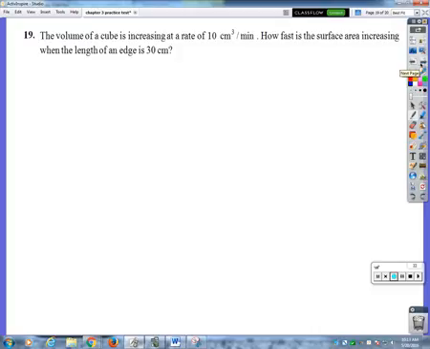The volume of a cube is increasing at a rate of 10 cubic meters per minute. How fast is the surface area increasing when the length of an edge is 30 centimeters? So what is the formula for the surface area of a cube? No pi's, no 4's, no r's. It's a cube, no radius. 6s squared.